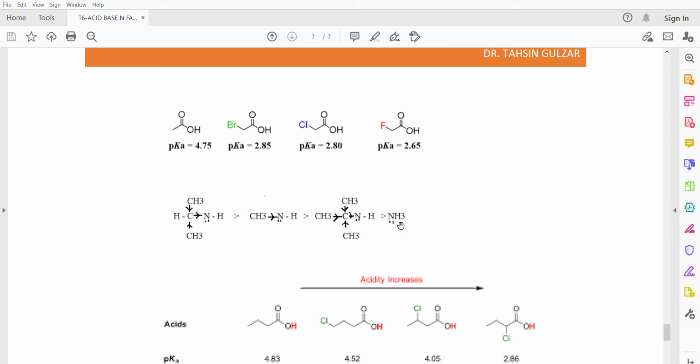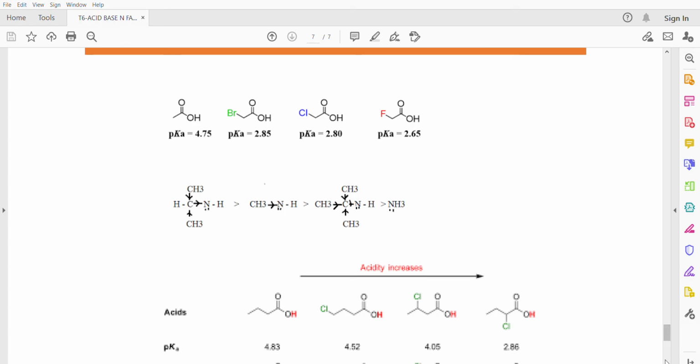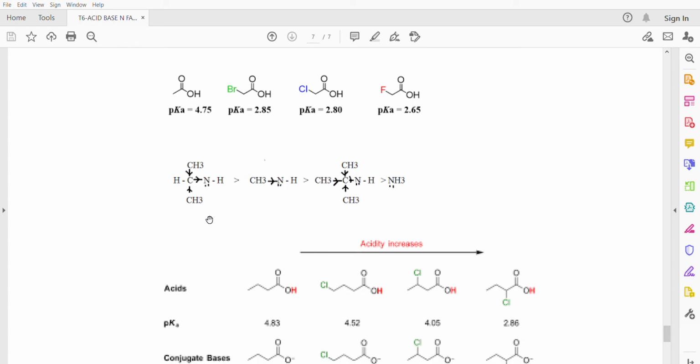And here we see basicity. Ammonia is more basic than tertiary amine, and ammonia is less basic than methylamine or dimethylamine. Here the factor is how basic it is, its tendency to donate a lone pair. Ammonia is donating a lone pair, but it is not as basic as a primary amine or secondary amine.